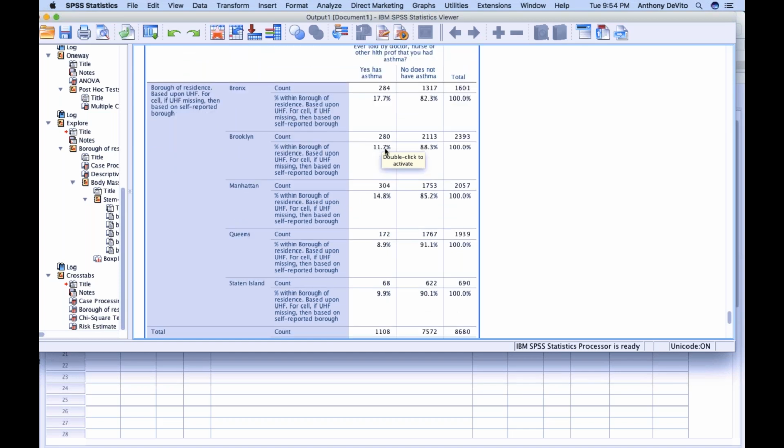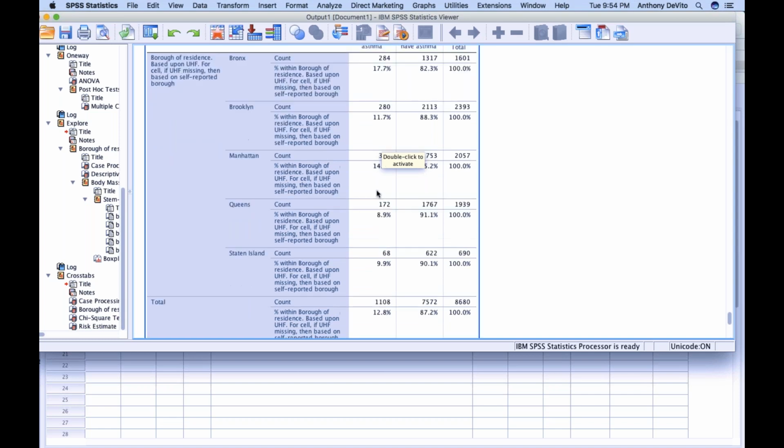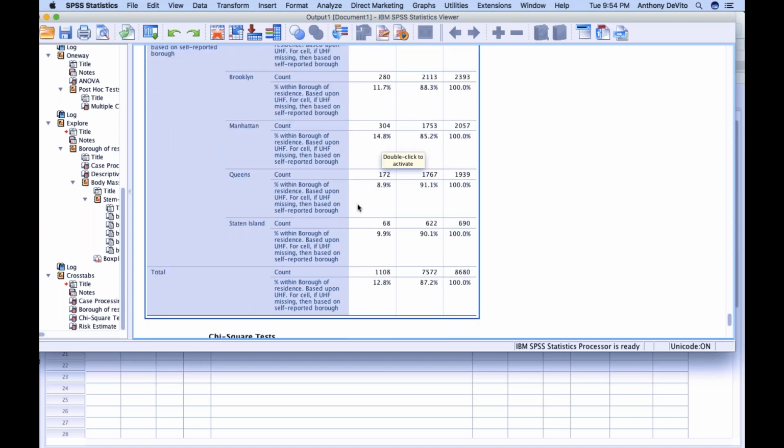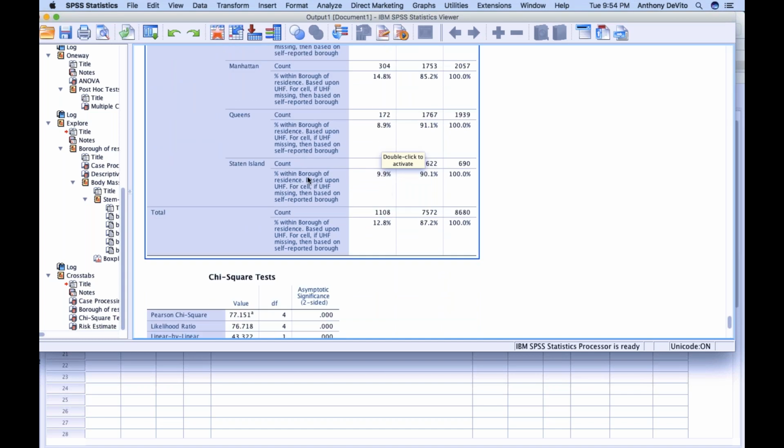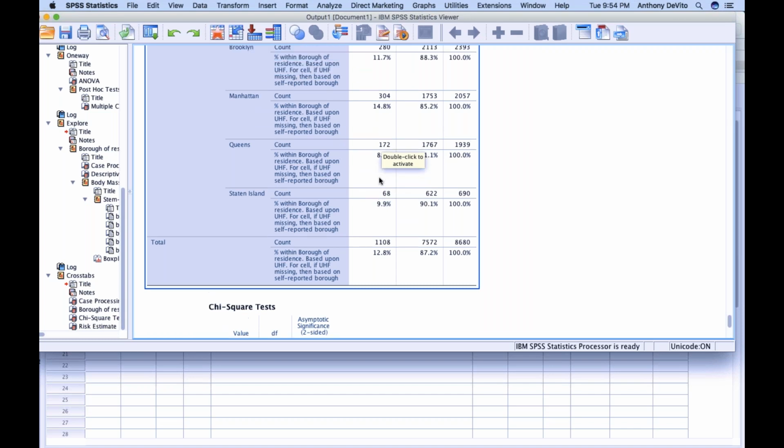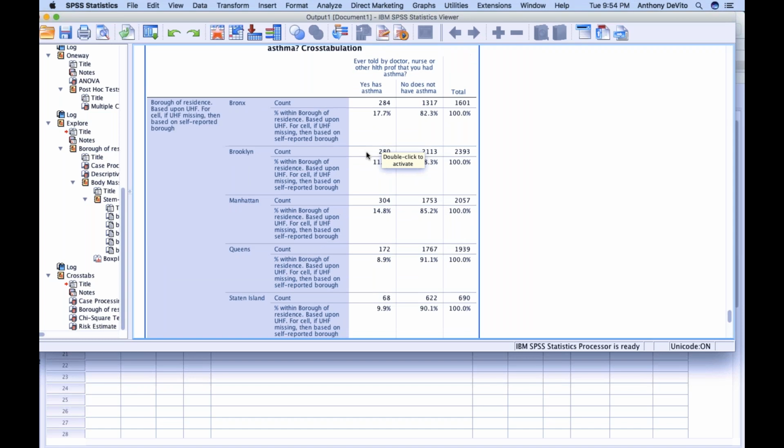Wow, look at this difference. Only 11% of the people in Brooklyn reported having asthma. 14% in Manhattan. 8.9% in Queens. Look at this, only 9.9% in Staten Island. Interesting. Look how much lower the rate of asthma is in our survey in Queens versus the Bronx, right? And isn't that pretty interesting? Now, is this a significant result?